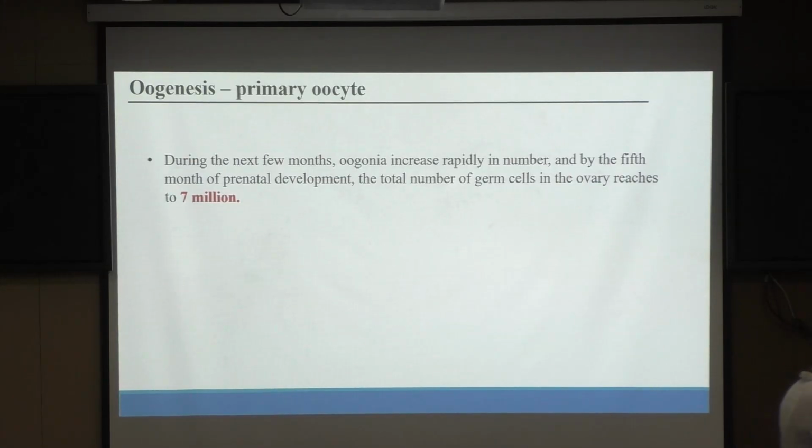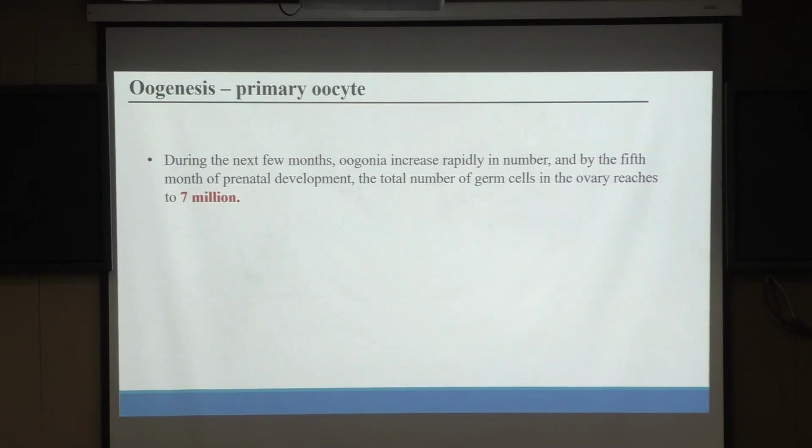Now, during the next few months, there will be a rapid increase in the oogonial cells, and by the 5th month of prenatal development, the total number of germ cells in the ovary reaches around 7 million. So you can just note it down: by around the 5th month, you have around 7 million cells. This is with respect to the oogonial cells. 7 million.